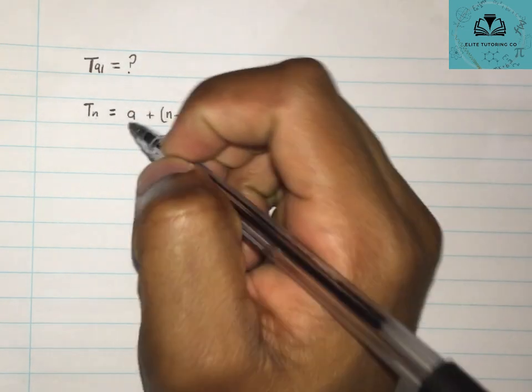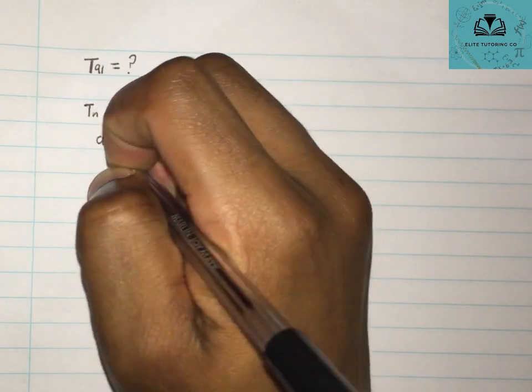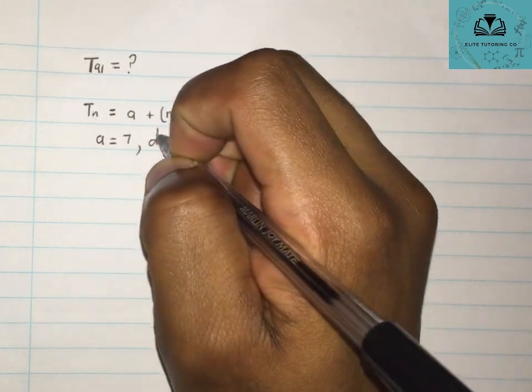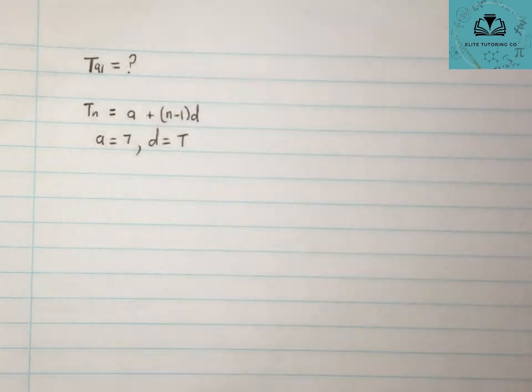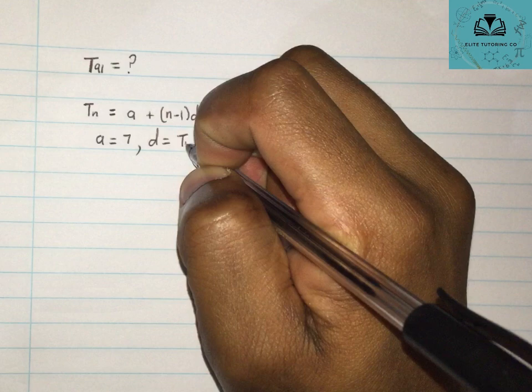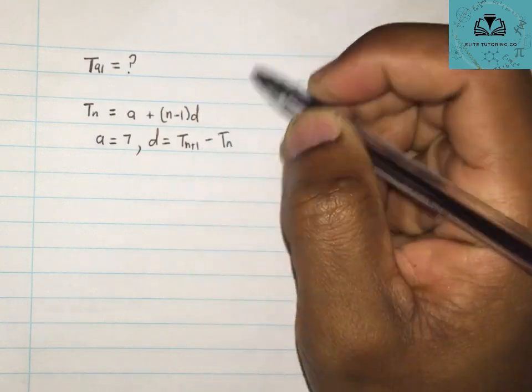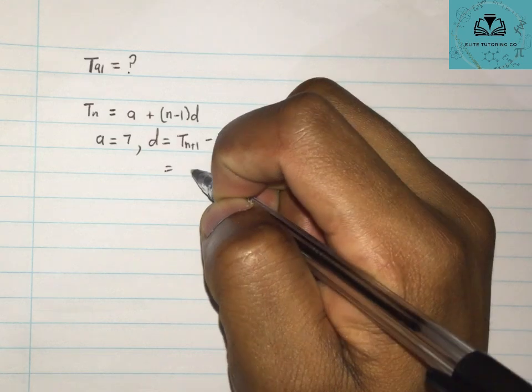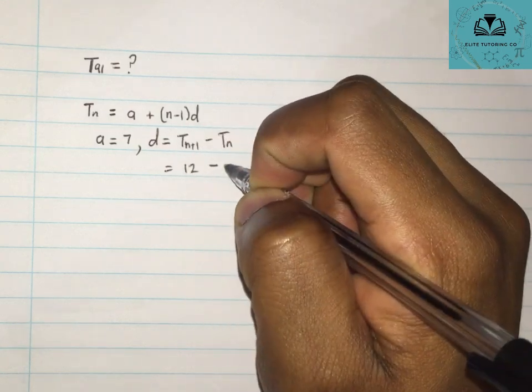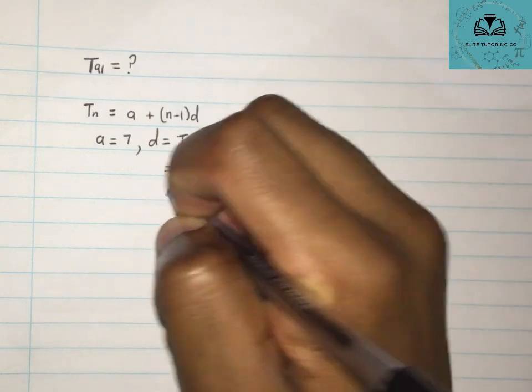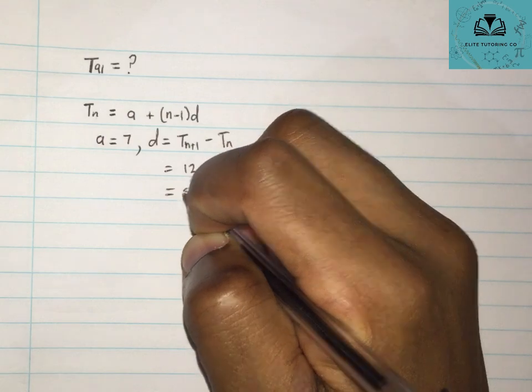So for this particular series, we have the first term being 7, so a is equal to 7. Then d is equal to, remember, it's the difference between two consecutive terms, so you'll just say t n plus 1 minus t n, right? So in this case, that is equal to 12 minus 7, and that is equal to 5.